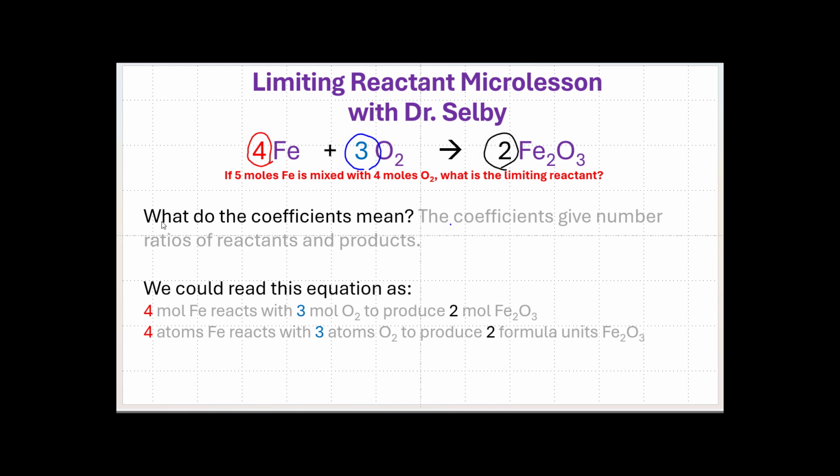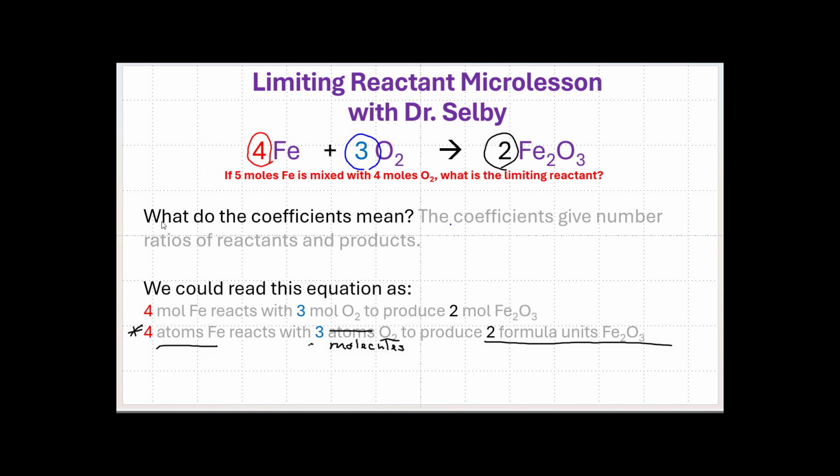For example, on the microscopic level, you could read the equation above as 4 atoms of iron reacts with 3 molecules of O2 to produce 2 formula units of iron 3 oxide. That's not very useful for us because when we're performing chemical reactions in the lab, we need measurable amounts. We're not actually counting atoms.